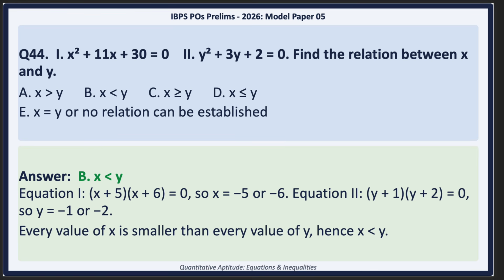And since -5 and -6 are further left on the number line, every possible value of x is strictly less than every value of y. You can see the relationship immediately. Exactly. No deep calculating needed.